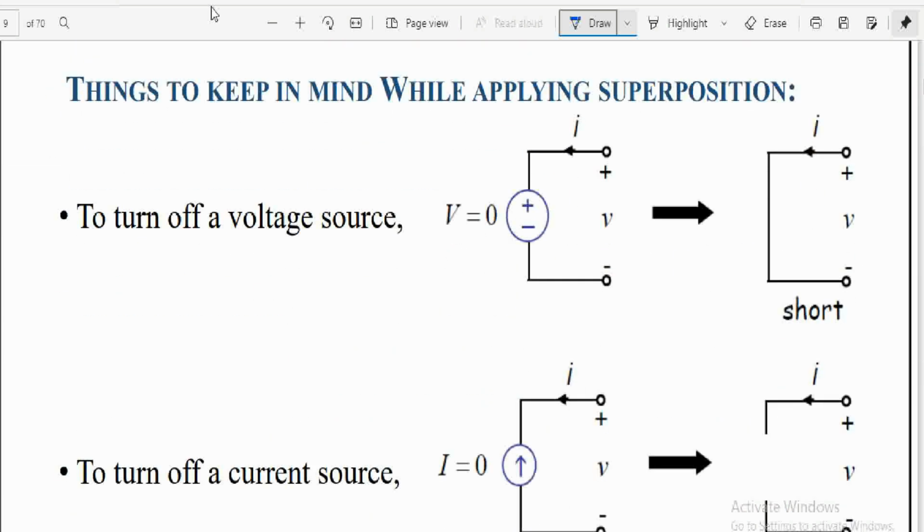So, things to keep in mind while applying a superposition theorem. To turn off a voltage source, V equal to 0. If it is an ideal voltage source, here we are replacing it with a short. So if I want to make V equal to 0, just replace it with a small line or a wire. This is a short line.